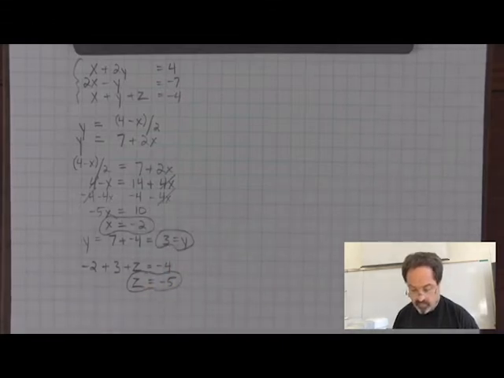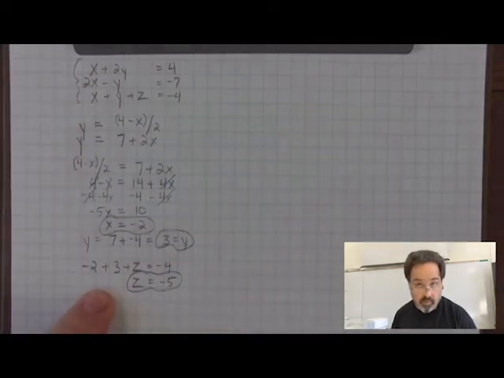The solution to this system is x, y, and z are -2, 3, -5. This is a typical solution process. It will work.